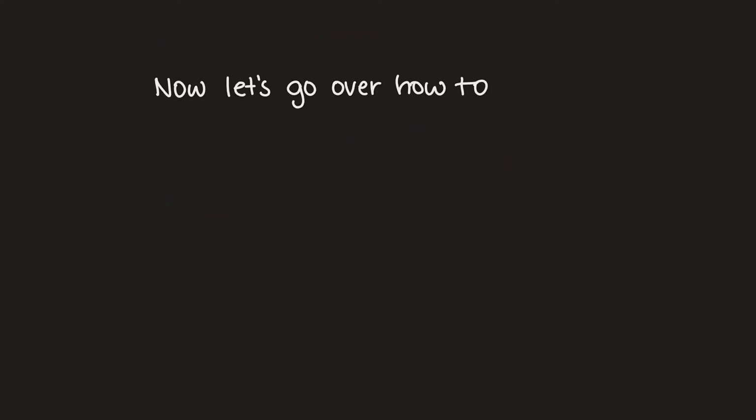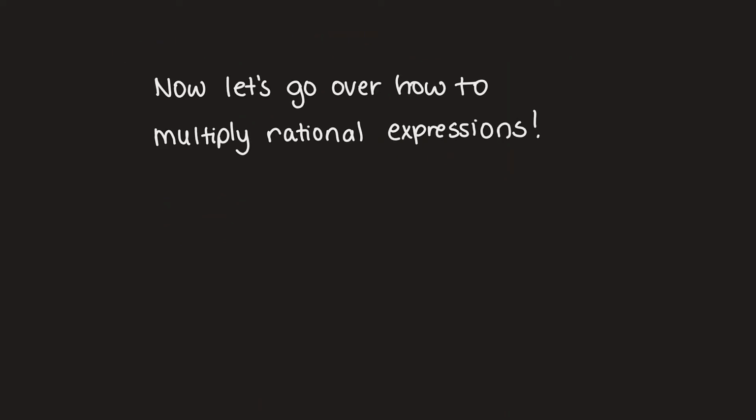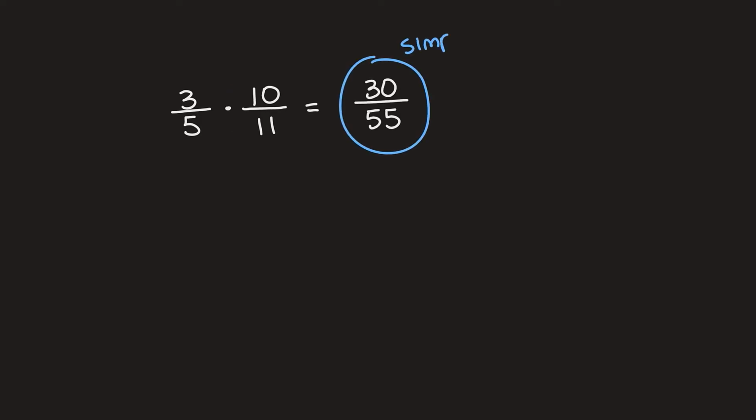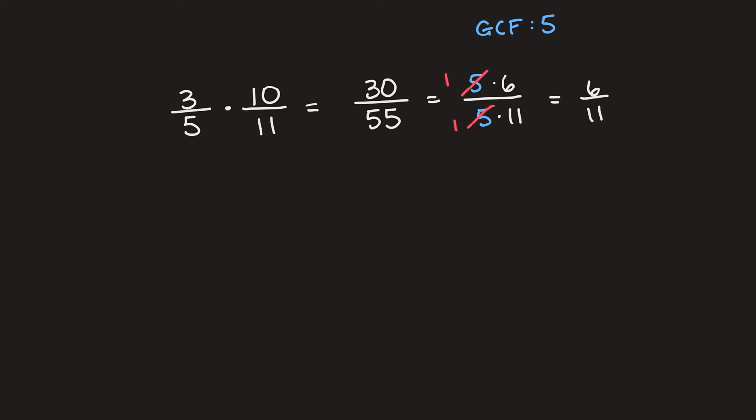Now let's go over how to multiply rational expressions. With a simple example, if we multiply 3 over 5 times 10 over 11, one way to multiply this is to multiply the numerator straight across and the denominator straight across. So 30 over 55, and then simplify. 30 and 55 have a GCF of 5, so dividing out 5, this reduces to 6 over 11.